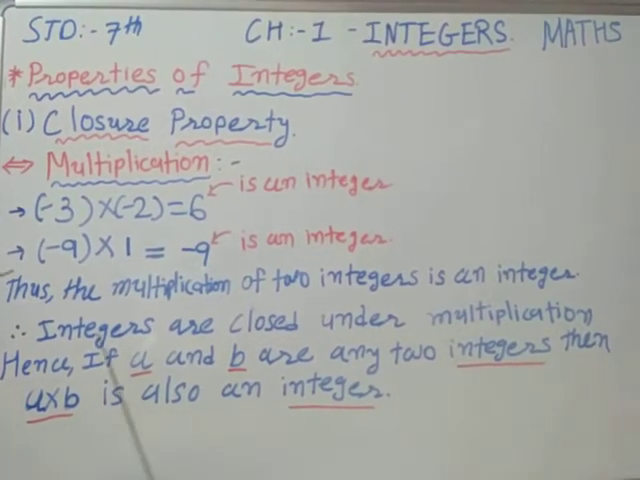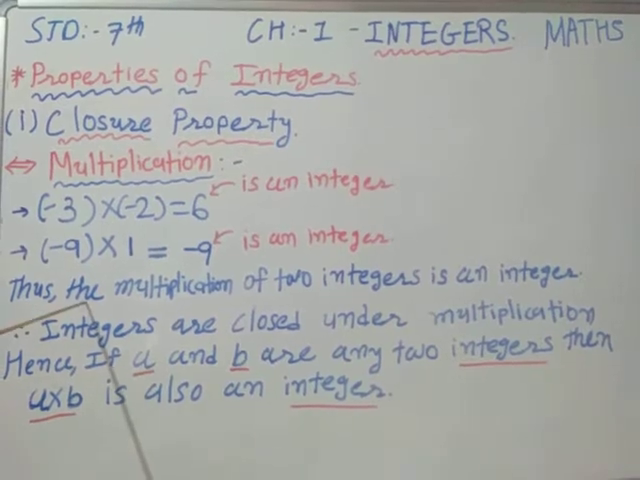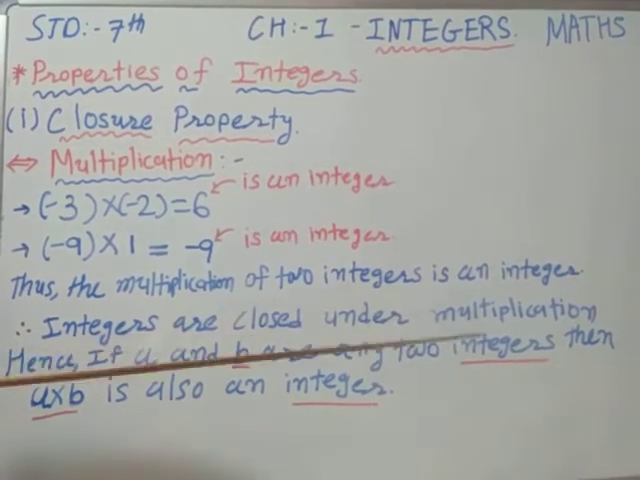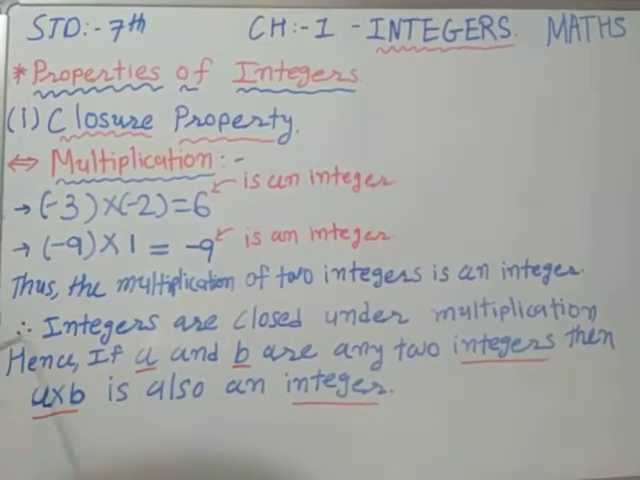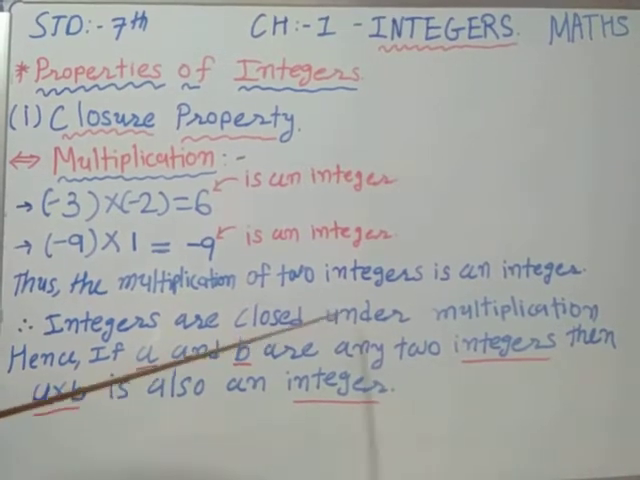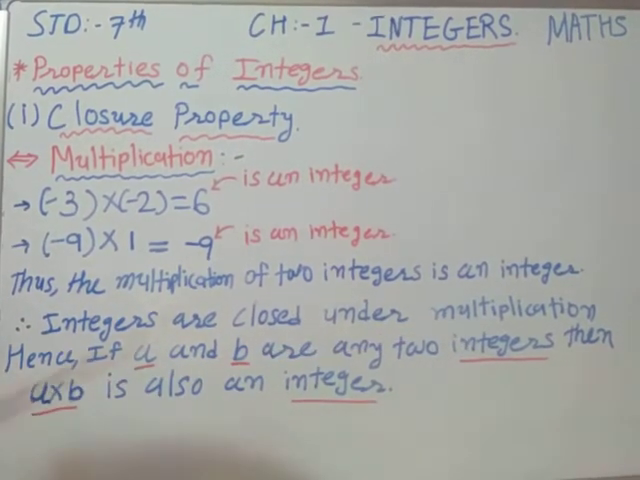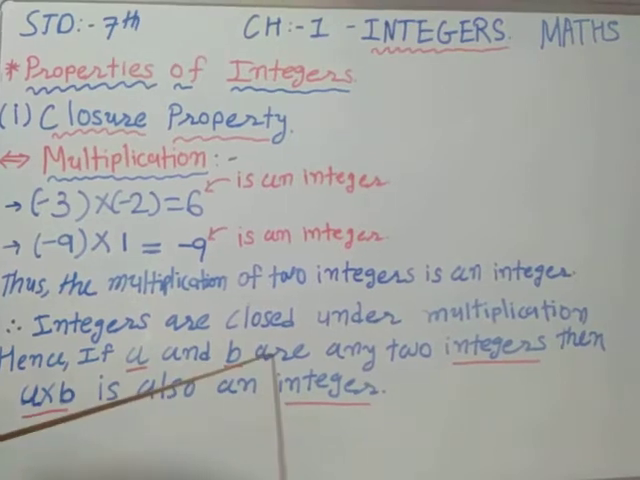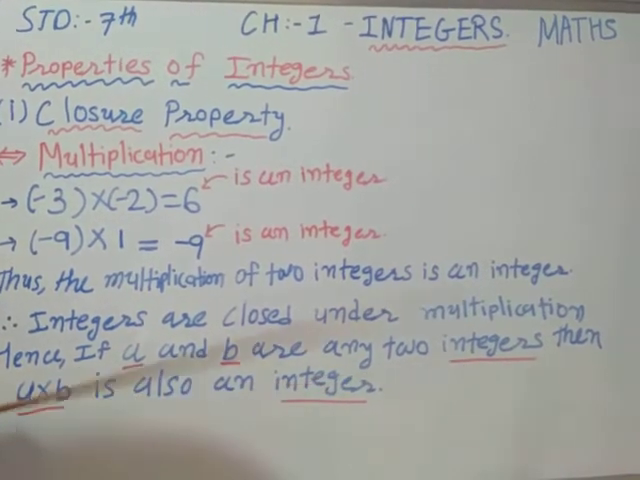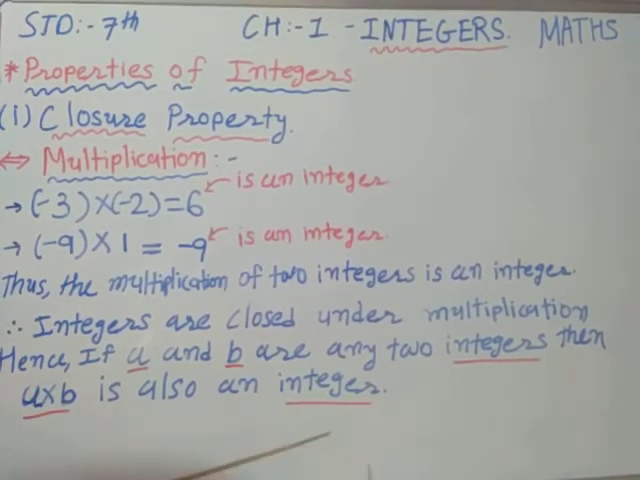So, from the above two examples, we can say that the multiplication of two integers is an integer. Therefore, integers are closed under multiplication. Hence, if a and b are any two integers, then a multiply b is also an integer.